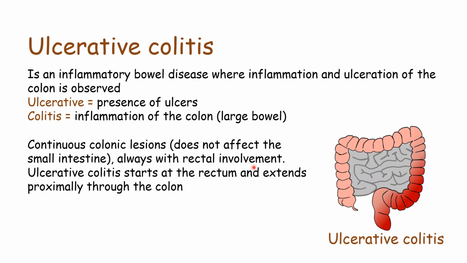There will always be rectal involvement. Obviously, like everything else in medicine, there are always exceptions, but as a rule of thumb, there will always be rectal involvement in ulcerative colitis. So ulcerative colitis will start at the rectum and extend proximally through the colon. As we can see in this image, we have the rectum here. It's very inflamed, it's red. And the inflammation essentially spreads up throughout the colon, but it would never affect the small bowel or anywhere else in the GI tract.